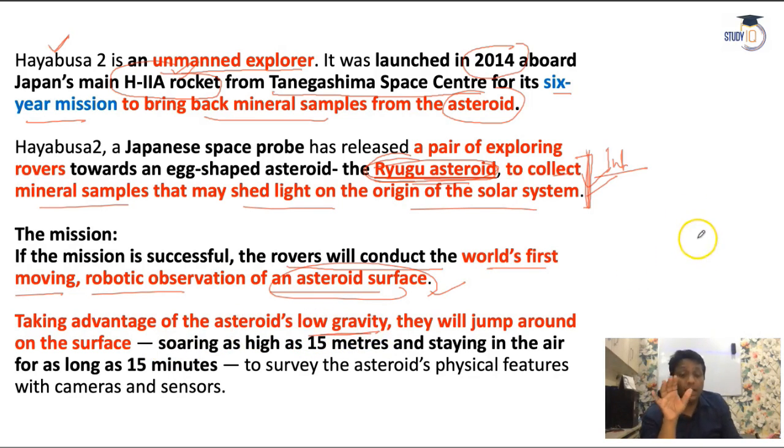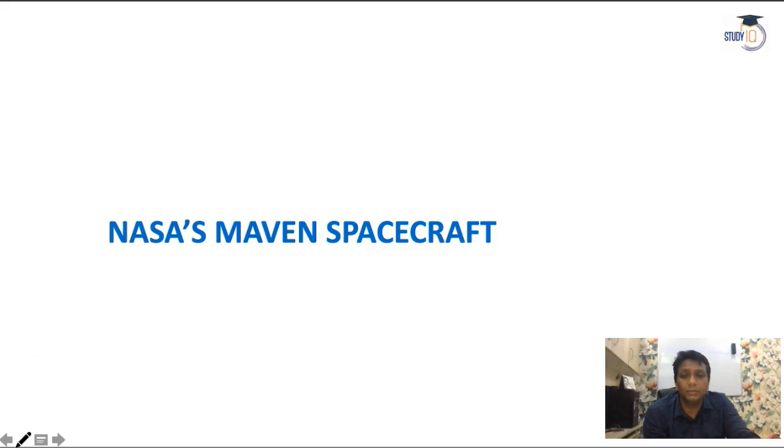Actually, asteroids have very little gravity because asteroids do not have a good mass. This is the reason an object that goes and reaches the asteroid will float in the air for around 15 minutes and then reach the surface. So this type of feature is actually on the asteroids, as mentioned here.